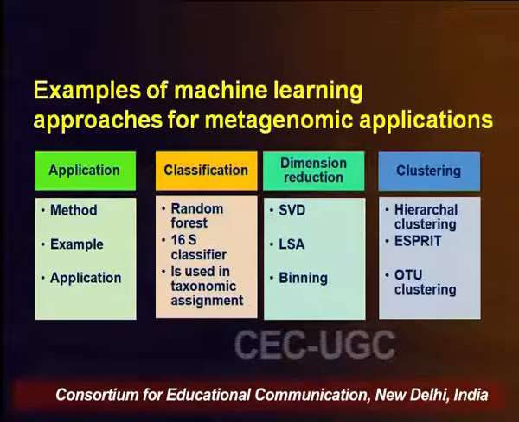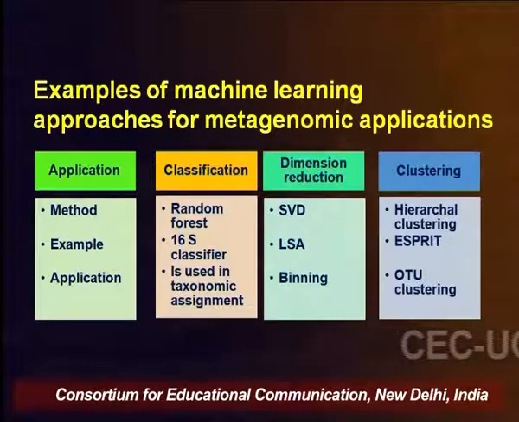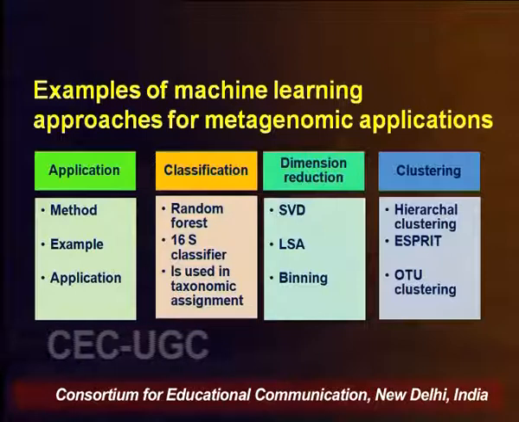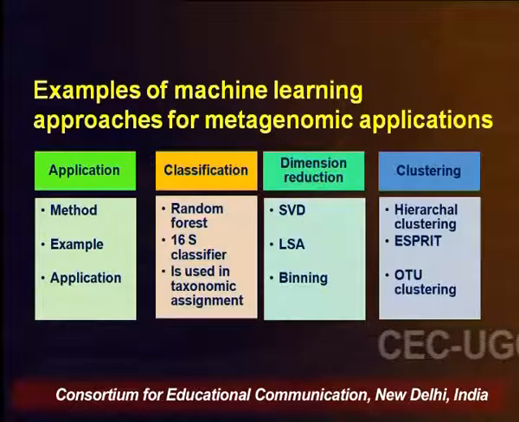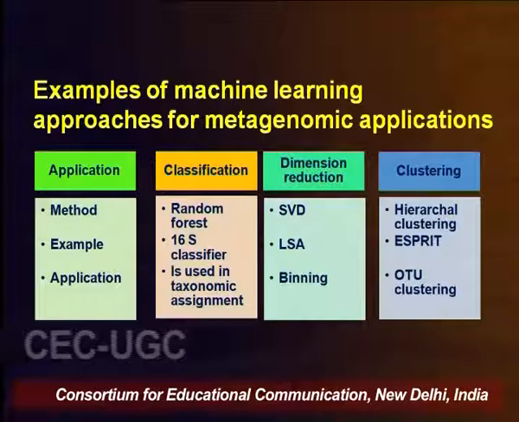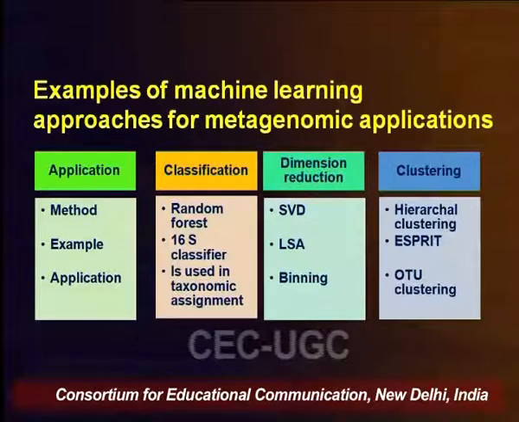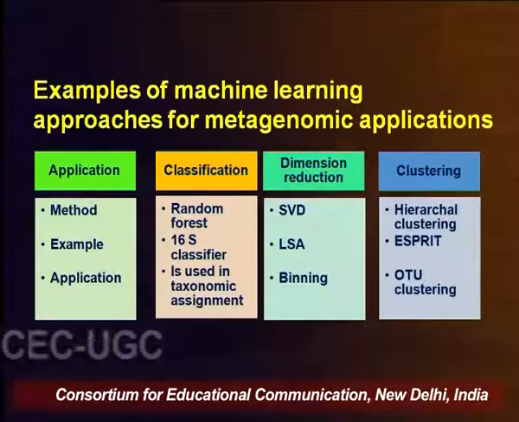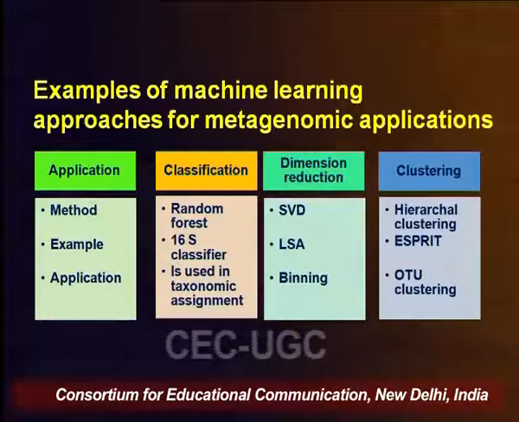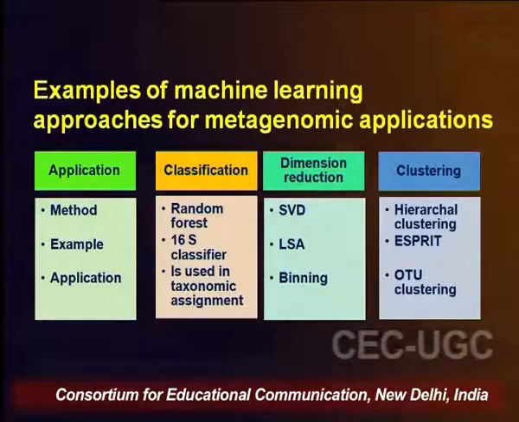Same way, we can use machine learning methods in clustering, like we have ESPRIT. In ESPRIT, in this example, it uses hierarchical clustering, and it has really improved the OTU clustering, and the errors were much less. So I could just introduce you to machine learning, but I still believe that machine learning is going to improve metagenomic data analysis a lot.